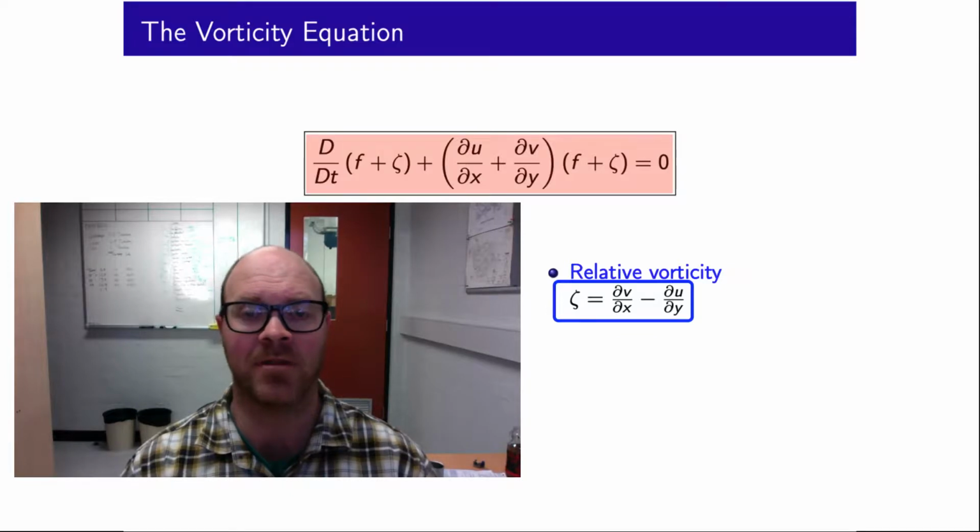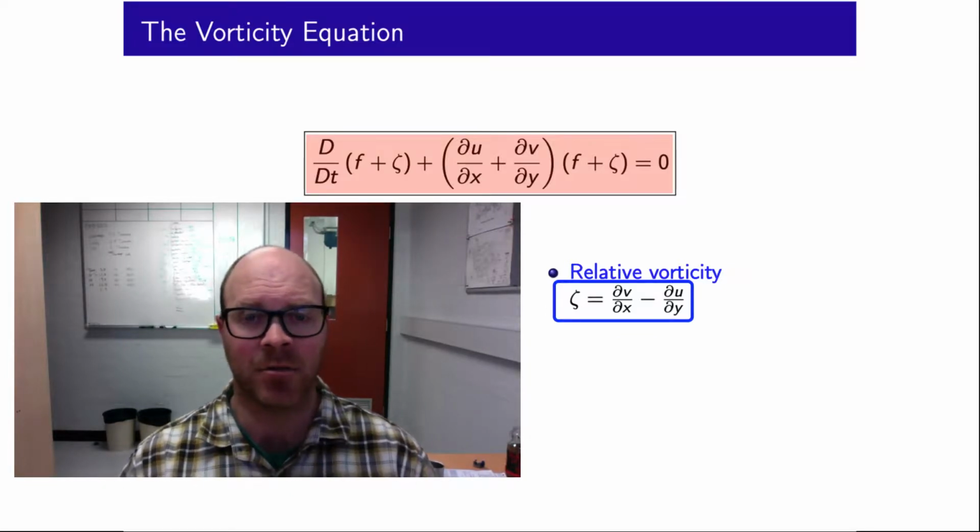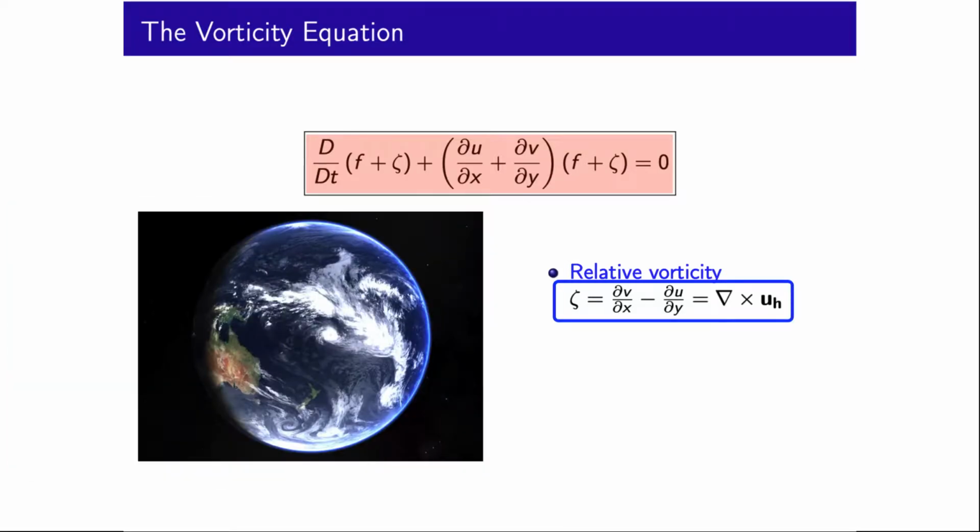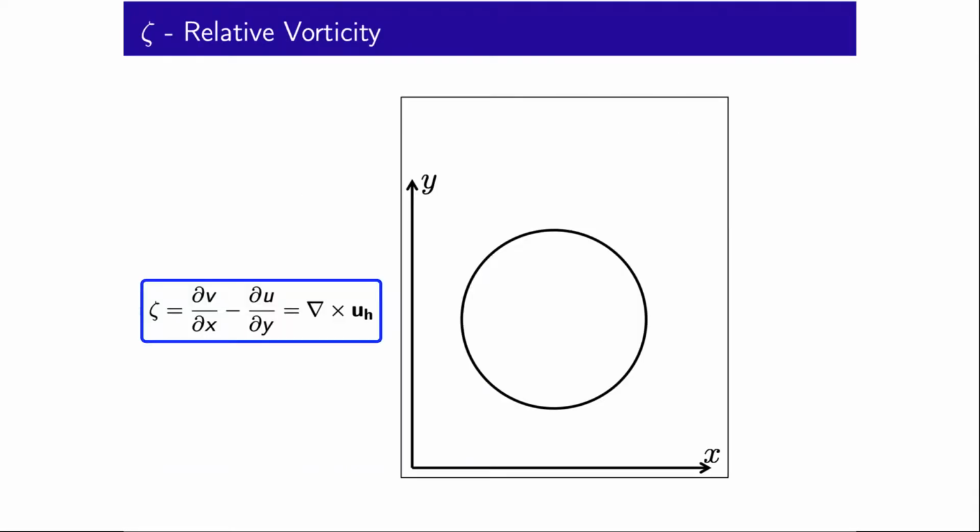We'll begin by giving some context to zeta, which is referred to as the relative vorticity, and can be expressed as the curl of the horizontal velocities. Now, picture a column of fluid. Here we are looking at it from above.